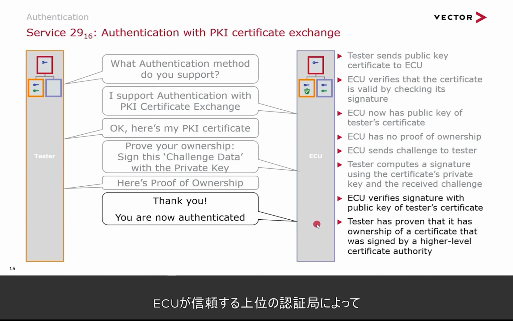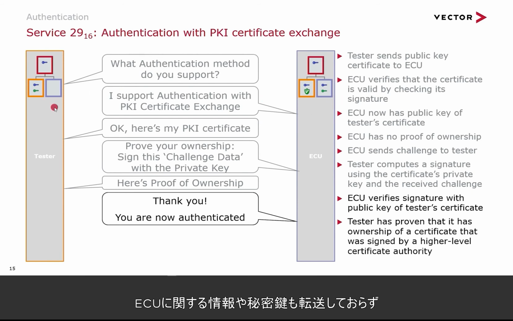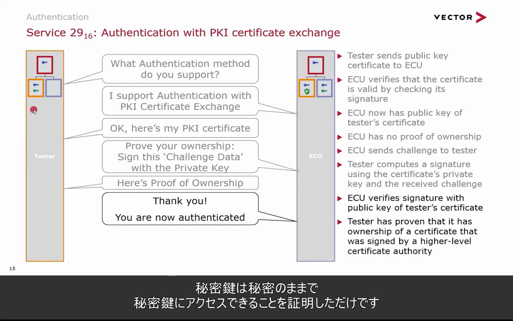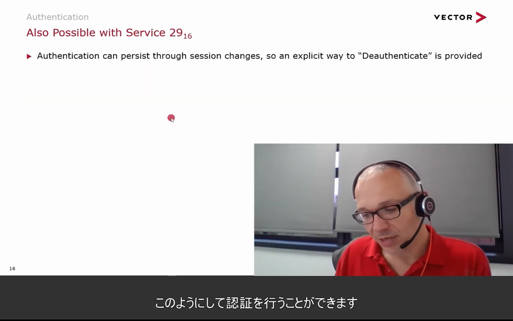Fantastic. And we're able to show that it owns a certificate that was signed by a higher level certificate authority that we as an ECU trust. We haven't transferred any information about the ECU. We haven't transferred the private key. The private key remains private. All we've done is proved that we have access to the private key. So this is how we can authenticate.